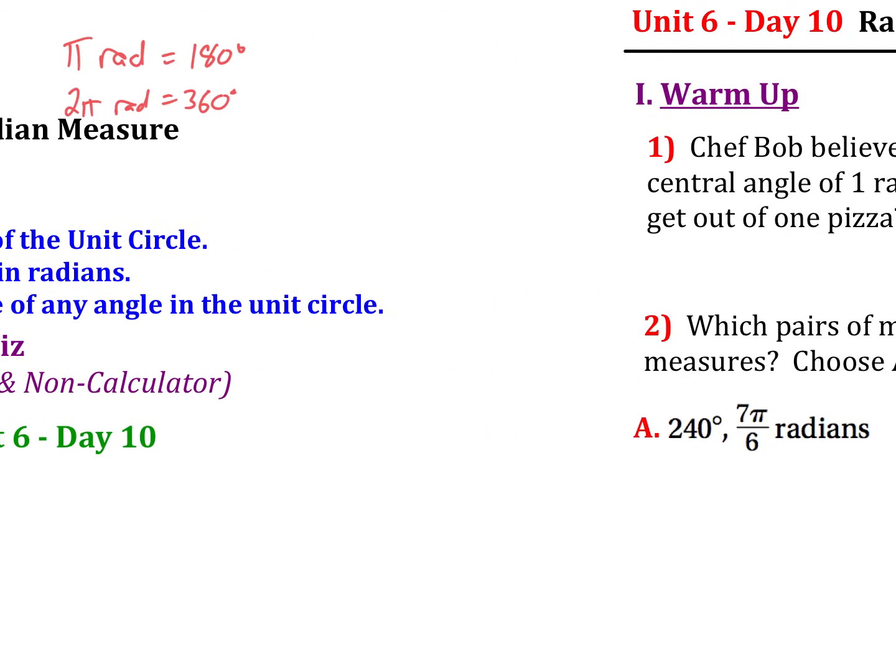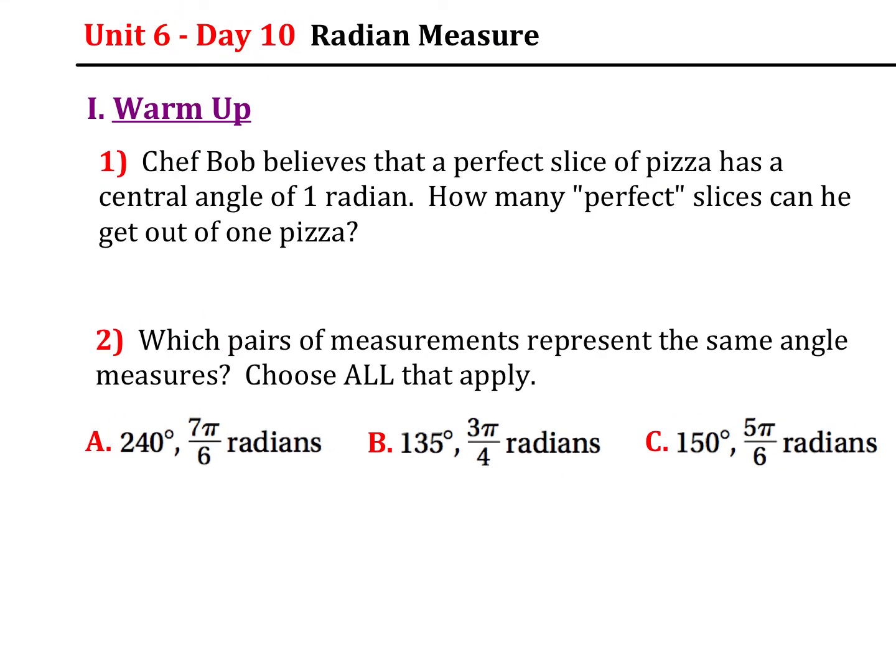So let's do a little warm-up here. Problem number 1: Chef Bab believes that a perfect slice of pizza has a central angle of 1 radian. So we've got a pizza, we're assuming it's a circular pizza, and he says that angle right there is 1 radian. We want to know how many perfect slices he can get out of 1 pizza.